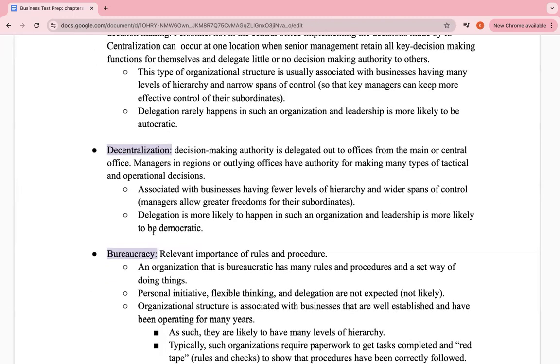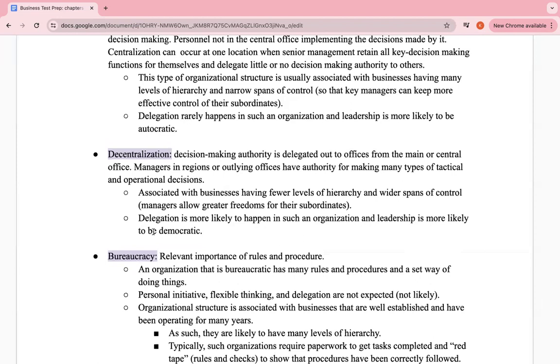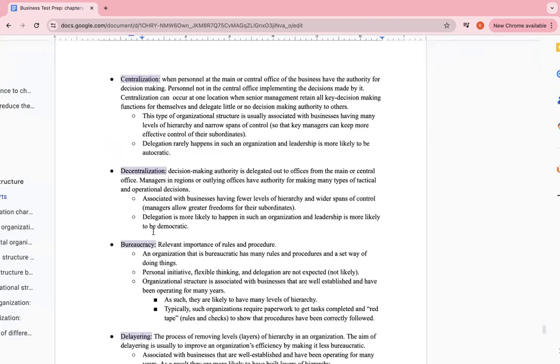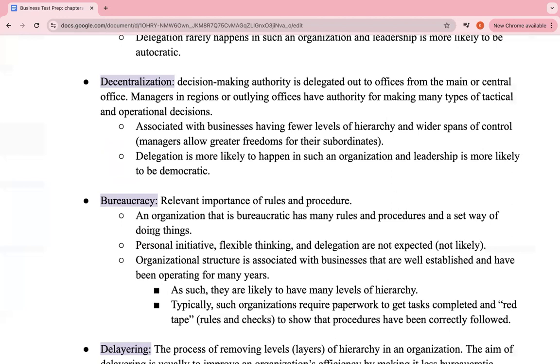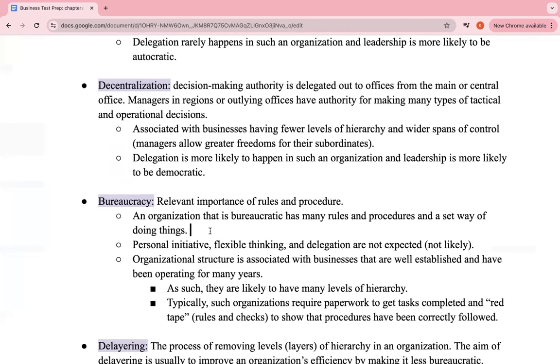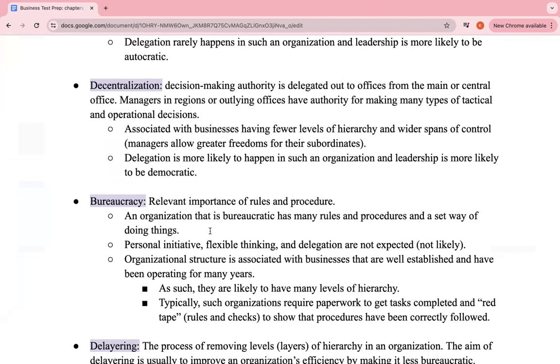Then you have bureaucracy. Bureaucracy is basically the relative importance of rules and procedure. An organization that is bureaucratic has many rules and procedures and a set way of things being done. So basically, when there's bureaucracy, the rules are followed in a really rigid manner. In other words, personal initiative, flexible thinking, and delegation are not expected. So basically, they do not really encourage creativity. Things are done a specific way, a certain way, and this is how they're supposed to be done. There's no room or space for the employee to add a personal touch. They just have to follow whatever is asked of them.